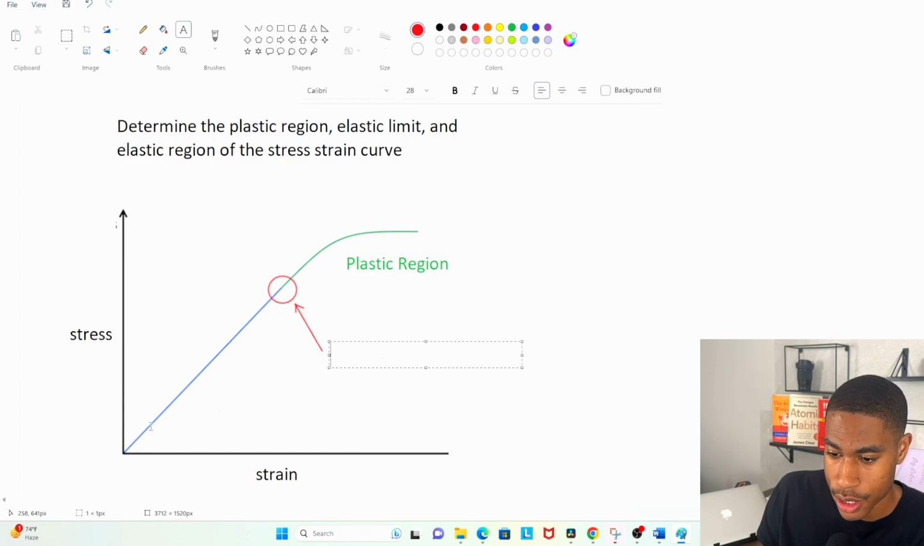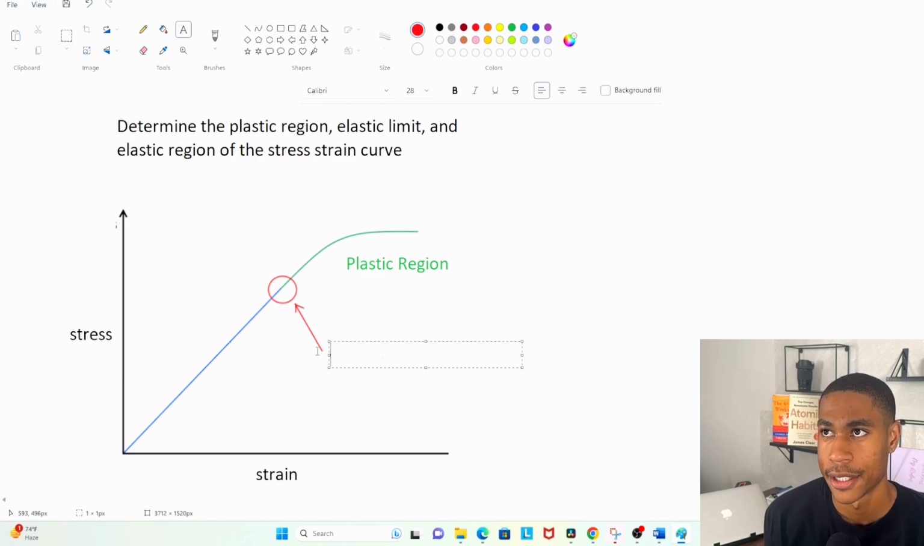As more stress and more strain is applied, there comes a point where your material is under so much stress and strain that it has a limit. It has a maximum amount that you can deform this object before it goes into a different state.